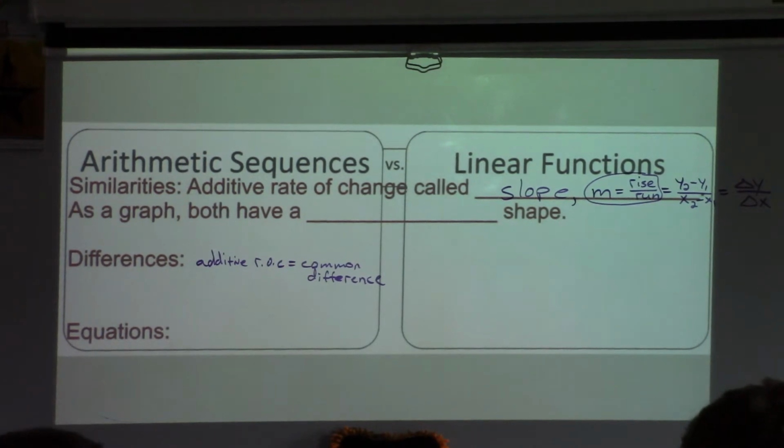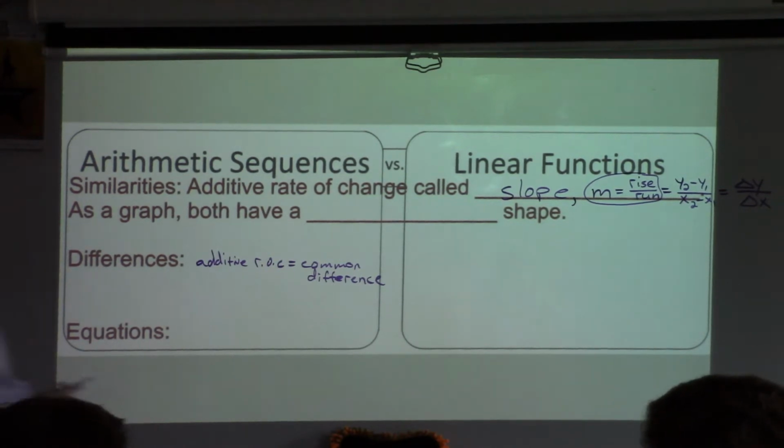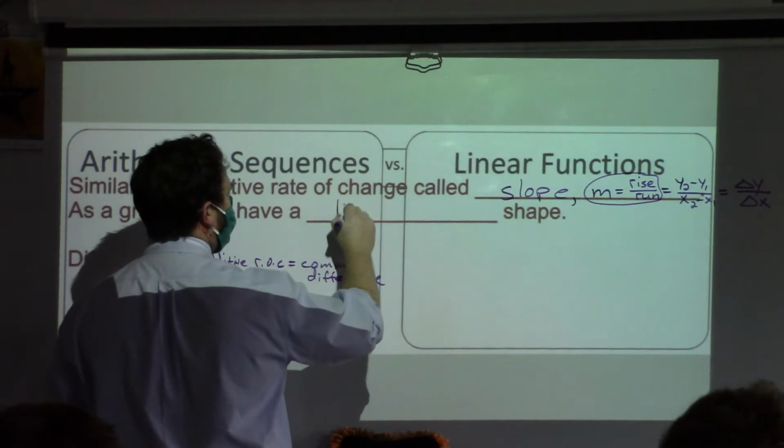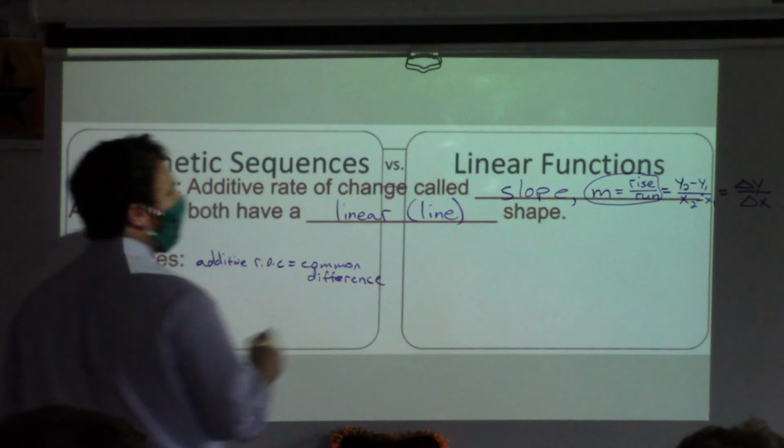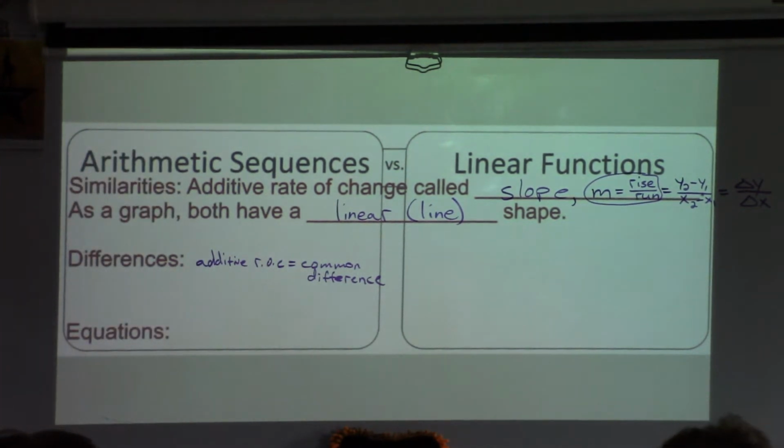Okay? As a graph, both of them have what kind of shape? Linear. It's literally called a linear function, right? Which means we're looking at a line. We all good with that information? Okay. And so again, you might have already had these details. If you do, you don't have to rewrite them. So this is you assessing, do you have this information or not? And if you don't, you need to write that down.